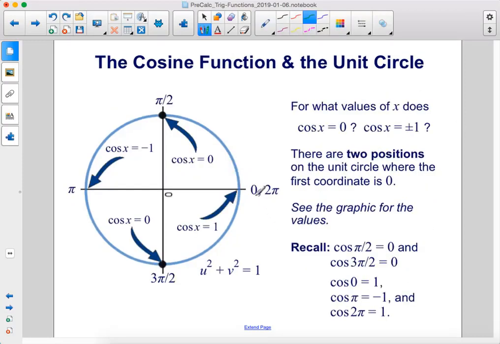For what values of x does cosine x equal 0? For what values of x does cosine x equal plus or minus 1? There are two positions on the unit circle where the first coordinate is 0, here and here. Recall that cosine of pi over 2 is 0, and cosine of 3 pi over 2 equals 0. Cosine of 0 equals 1, cosine of pi equals negative 1, and cosine of 2 pi also equals 1.